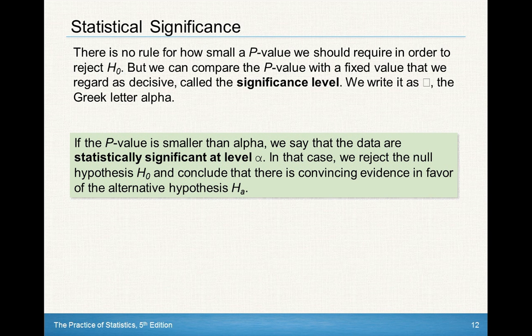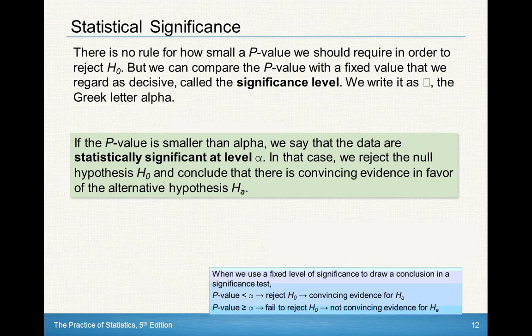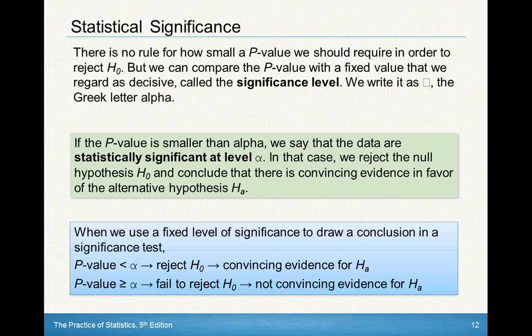If the p-value is smaller than alpha, we say that the data are statistically significant at level alpha. In that case, we reject the null hypothesis H0 and conclude that there is convincing evidence in favor of the alternative hypothesis, HA. When we use a fixed level of significance to draw a conclusion for a significance test, if the p-value is less than alpha, reject H0. If the p-value is greater than or equal to alpha, I will fail to reject H0.